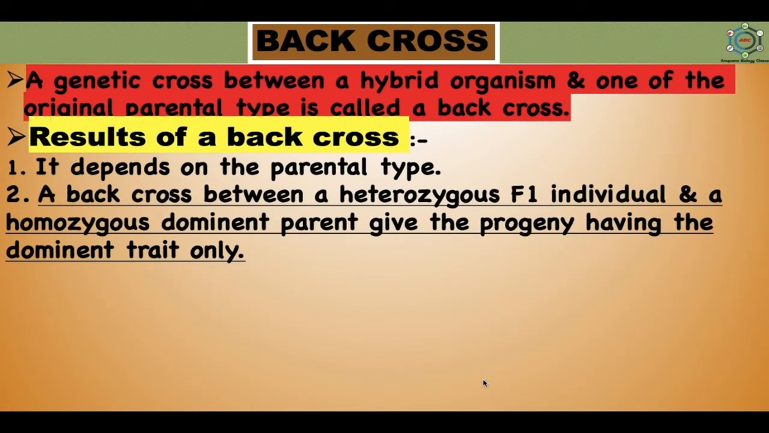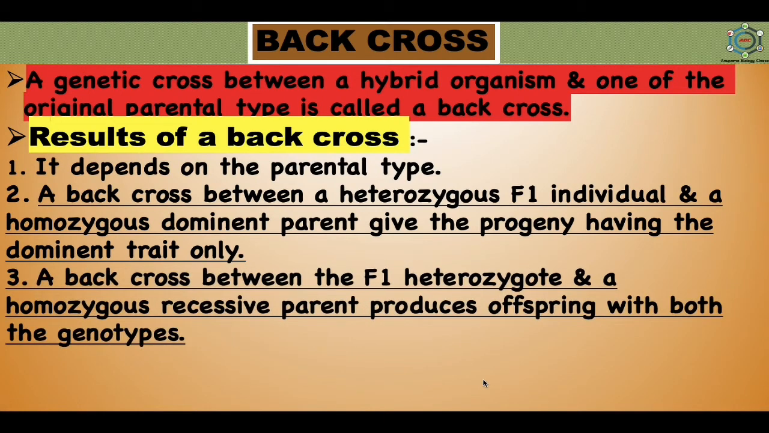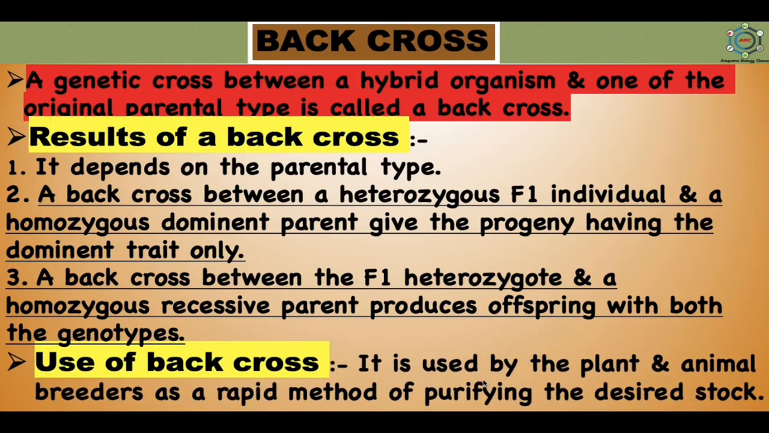A back cross between a heterozygous F1 individual and a homozygous dominant parent gives progeny having the dominant trait only. A back cross between the F1 heterozygote and a homozygous recessive parent produces offspring with both genotypes. Now, the uses of back cross. It is used by plant and animal breeders as a rapid method of purifying the desired stock.